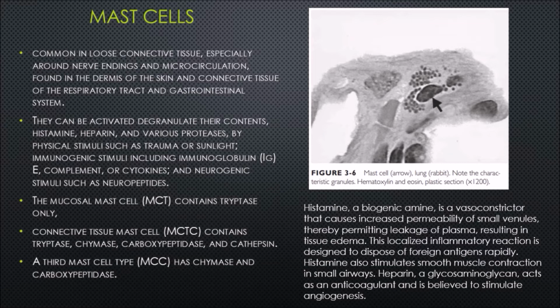So, regarding the content of the mast cell, it contains histamine and heparin. Histamine is a biogenic amine that is a vasoconstrictor that causes increased permeability of small venules, thereby permitting leakage of plasma, resulting in tissue edema. This localized inflammatory reaction is designed to dispose of foreign antigens rapidly.